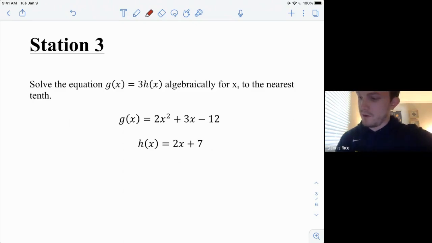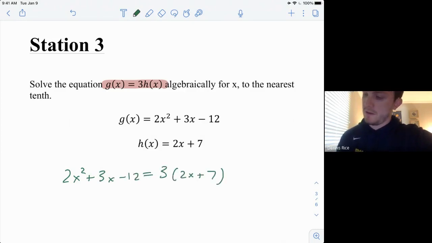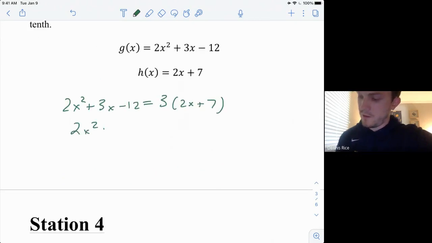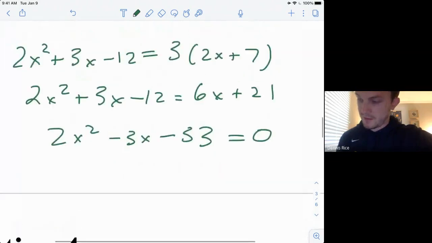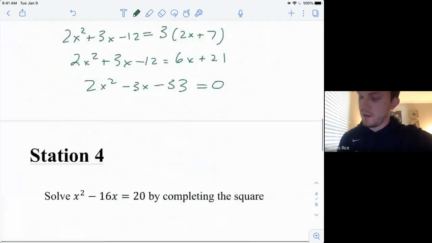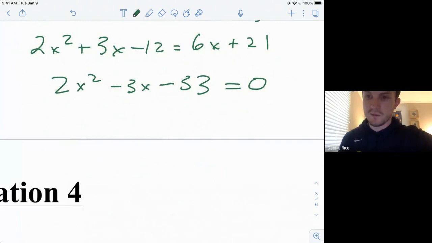Okay. So read this carefully. This is a system, but they want to know where it equals 3 times h of x. So we're going to do this. Now we're going to multiply it by 3. Now we're going to subtract 6x from both sides. Now we're going to subtract 21 from both sides. Now I'm going to gauge how I should solve it. It's probably not going to factor, especially because they said nearest 10th. Don't want to do completing the square, so what should we do?